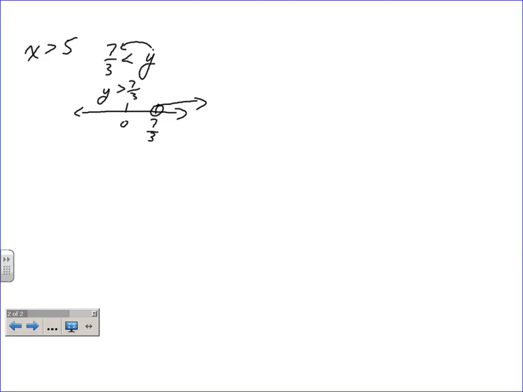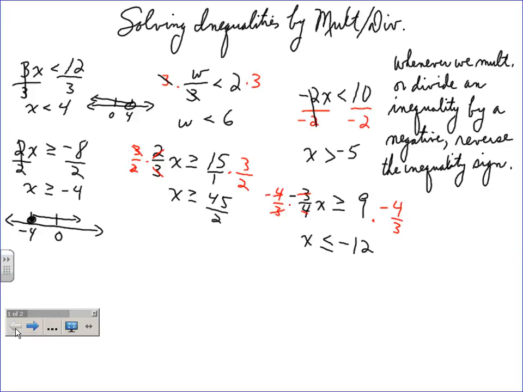So sometimes when that variable's over on the right side, it's not quite as easy to understand as if it's on the left side. Okay? But you can always switch it if you want. All right. So let's go back to the other screen here. Is there any questions on multiplying or dividing? All right? The only trick is when you multiply by a negative, be careful.